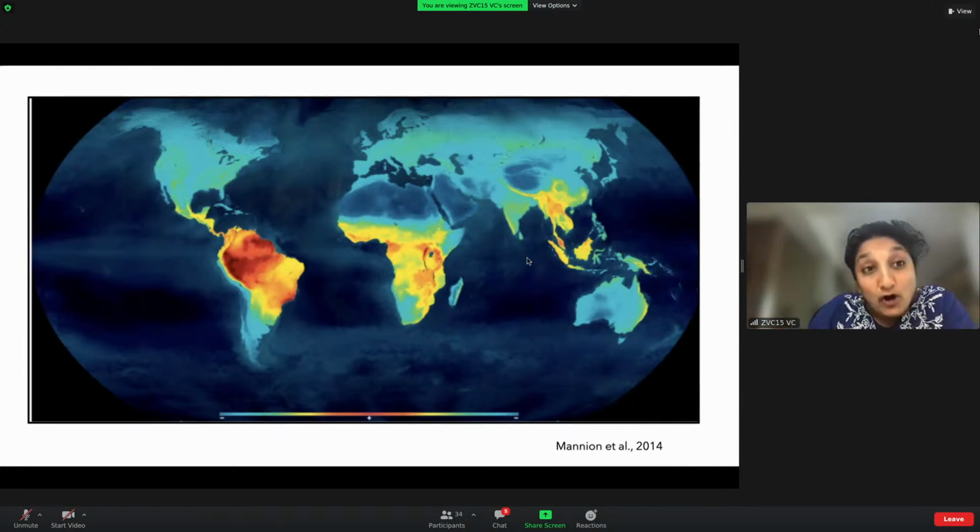And that's because while India does have fewer mammals than Southeast Asia, the land use change in India and the human population densities in India far surpass those in Southeast Asia. And so as a result, overall, India becomes a much more high risk area for spillover.